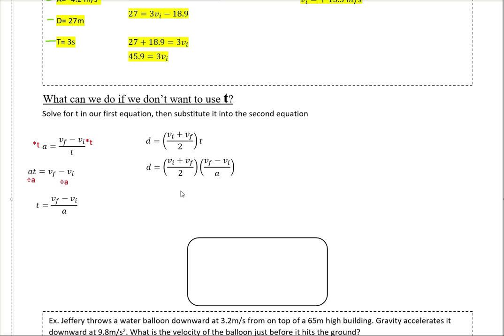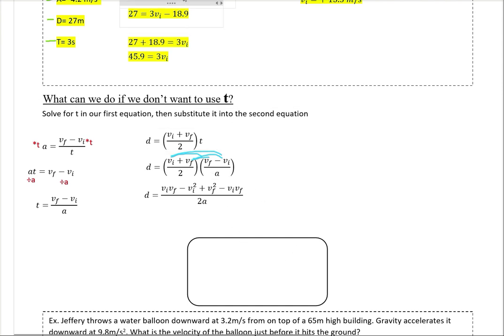When you multiply binomials, you might remember that you use the thing called FOIL. You multiply your firsts, then the outsides, then the insides, then the lasts. FOIL is just the distributive property, but in a nice little package. So I went ahead and I did my FOIL. Here we go. D is equal to first, VI times VF, so it's VI VF. Then my outside, VI times negative VI, so negative VI squared. Then my inside, VF times VF, so VF squared. And then my last, VF times negative VI, so negative VI VF. And that's all divided by 2A.